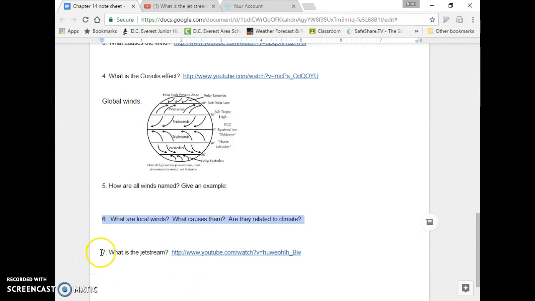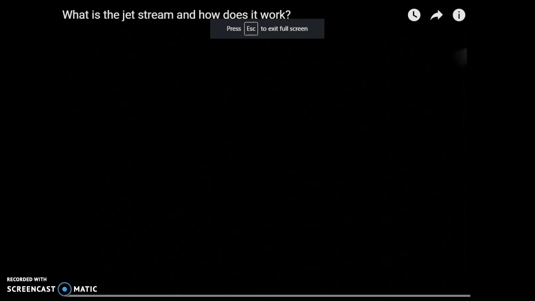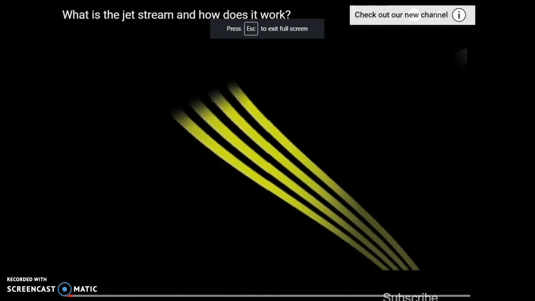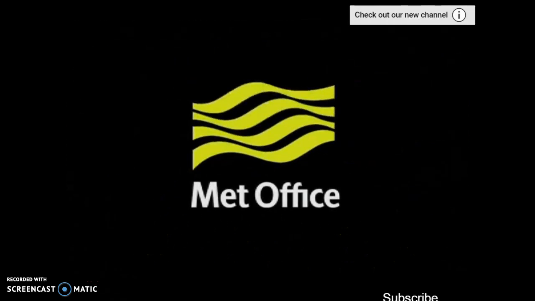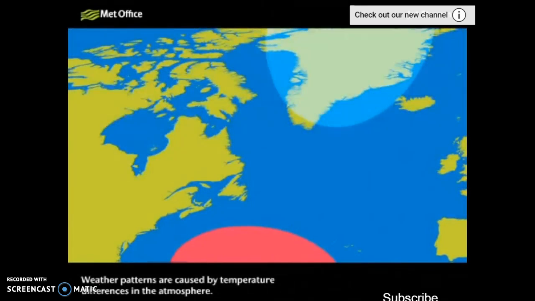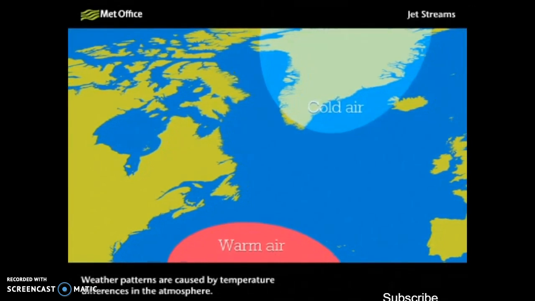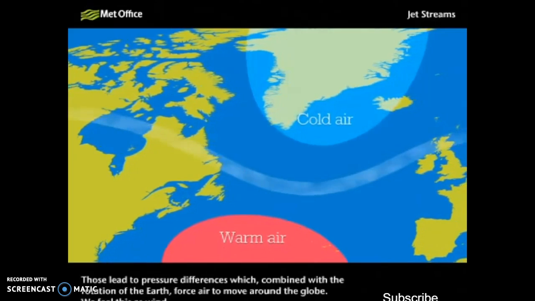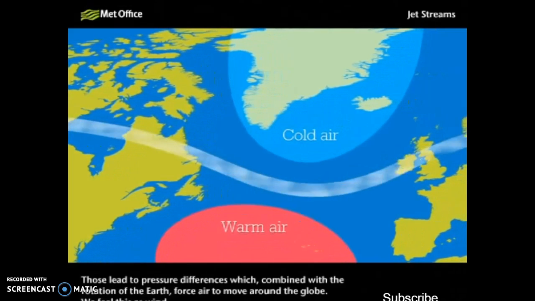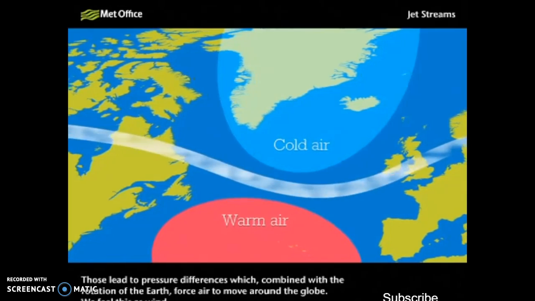All right, so let's talk about the jet stream here. Okay, we've maybe heard about it. They talk about it on the news a lot. It really influences our weather patterns a great deal. Weather patterns are caused by temperature differences in the atmosphere. Those lead to pressure differences, which, combined with the rotation of the Earth, force air to move around the globe. We feel this as wind.